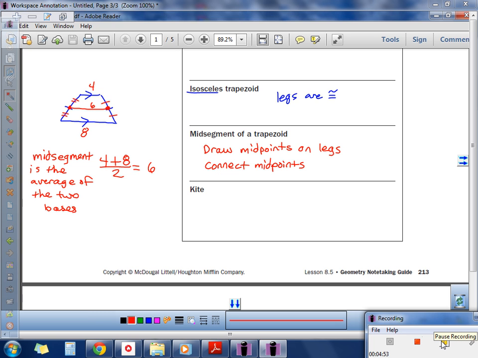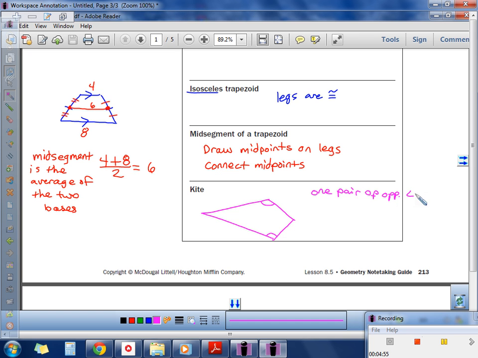Our last shape we got to talk about is a kite. Typically a kite looks something like that. What do you think the key properties of a kite are? Anybody remember? Anybody know? I'll tell you a few real quick. One pair of opposite angles are congruent. And there's one more. Kind of two more.